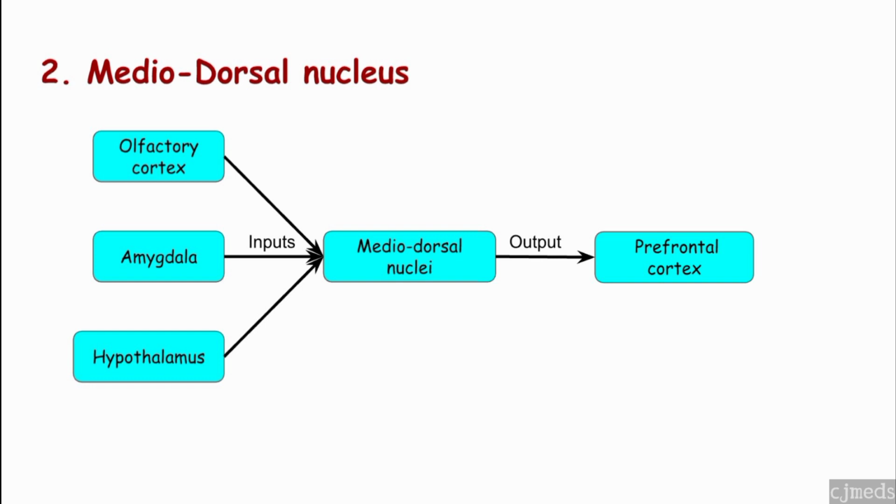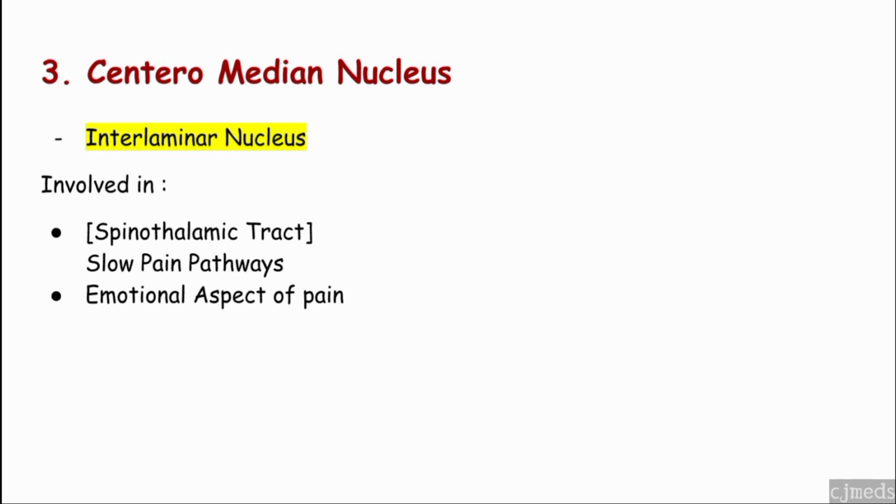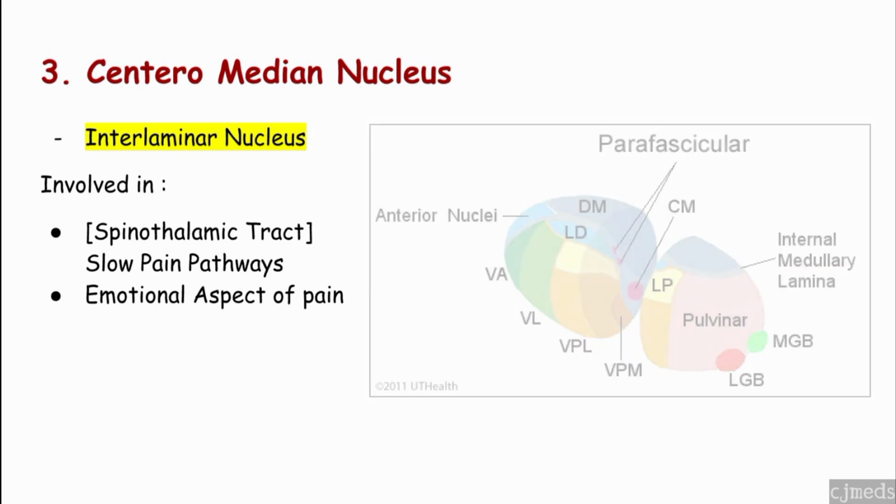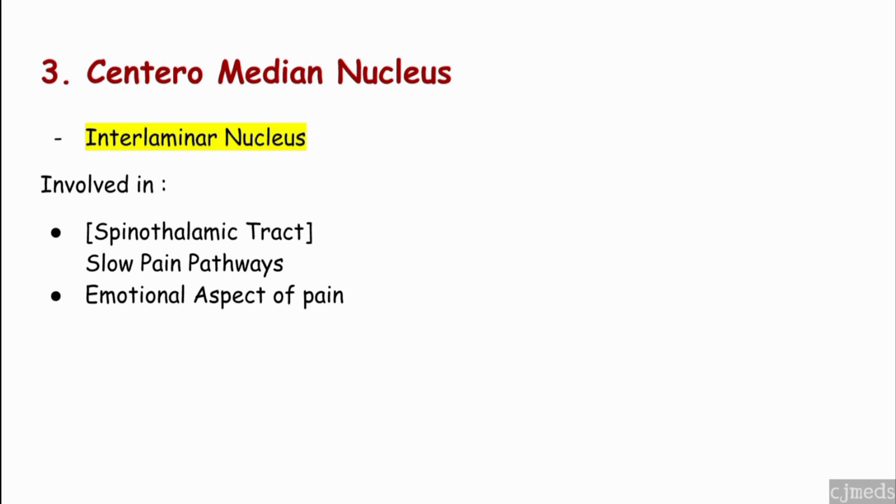Now let's discuss the last limbic system nucleus, that is the centromedian nucleus. Remember that this one is an interlaminar nucleus. That means it is present in our intermedullary lamina. So the centromedian nucleus receives information from the slow pain pathways, and we all know that the pain pathways are the spinothalamic tract and the fibers which carry the pain stimulus are the C fibers.